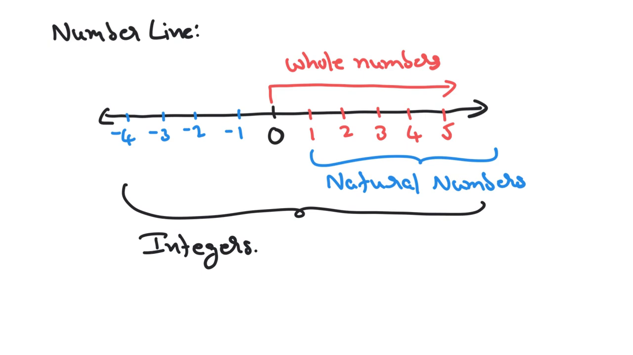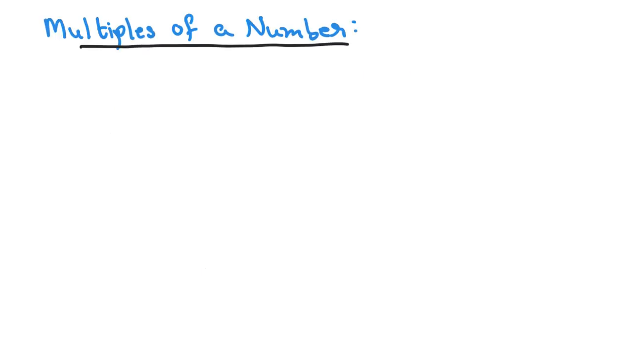Now, do you understand what integers are? All the negatives and the positives, including the 0. What are natural numbers? Numbers starting from 1, 2, 3, 4 and so on. What are whole numbers? 0, 1, 2, 3, 4 and so on. So this is the basic understanding of a number line. Now let's move on to some of the other facts about numbers.